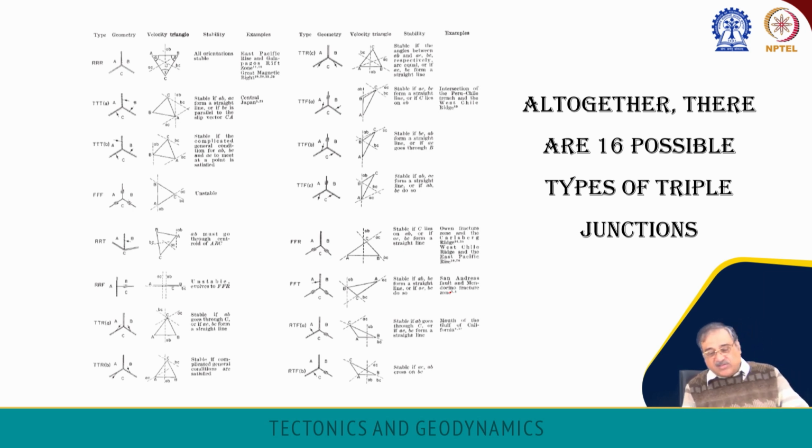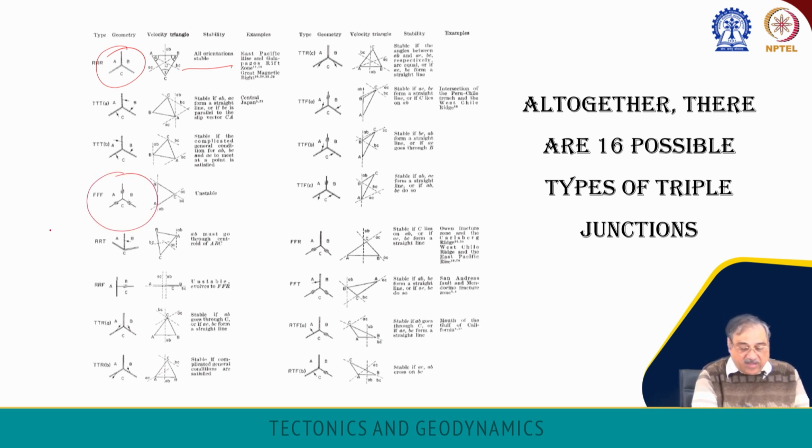Now, this is just an extract from the famous paper of McKenzie and Morgan in 1969 in Nature, in which they talked about triple junction geometries, and what they talked about were the 16 possible types of triple junctions. Once again, of these 16 possible types of triple junctions that are indicated, the ridge is always stable, whereas the FFF is always unstable.